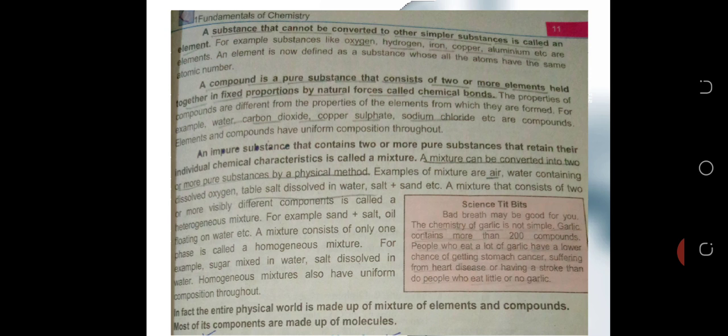A mixture can be converted into two or more pure substances by physical methods. For example, the mixture of air, I have told you, water containing dissolved oxygen, table salt dissolved in water, salt plus sand, etc. These are all mixtures. A mixture that consists of two or more visibly different components is called a heterogeneous mixture.